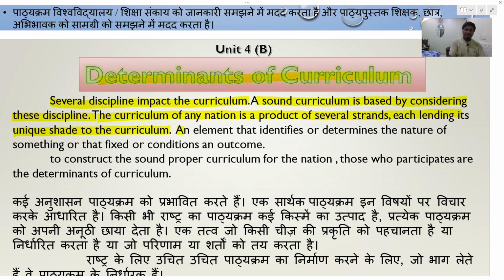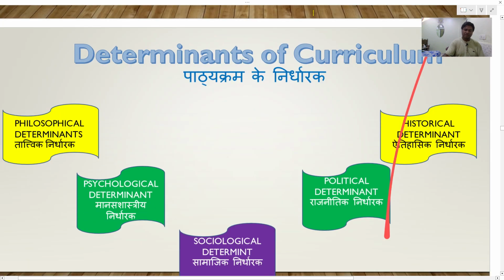Now a determinant is something that identifies or determines the nature of something, or fixes or conditions an outcome. To construct a proper curriculum for the nation, those who participate are determinants of the curriculum. So basically the curriculum is the construct that the nation follows, and those who participate are called determinants of the curriculum. Now we'll discuss the determinants of the curriculum.